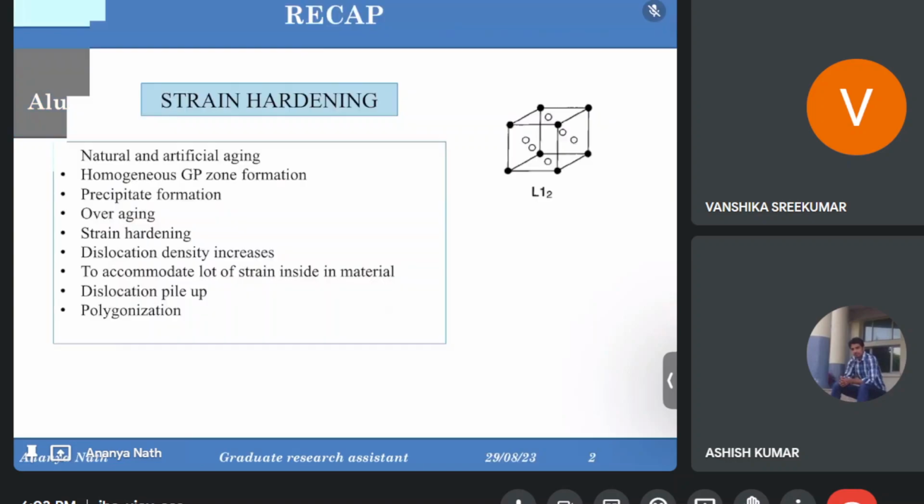First of all, let's have a recap on the strain hardening part for heat treatable alloys. We have seen that for heat treatable alloys, we were heating the material, then cooling it down, and based upon the cooling rate, we were getting the grain sizes. For fast cooling, the grain size is generally smaller. For slow cooling, the grain size is generally bigger, because the grains get enough time to nucleate and grow. This is why the grain sizes are generally bigger.